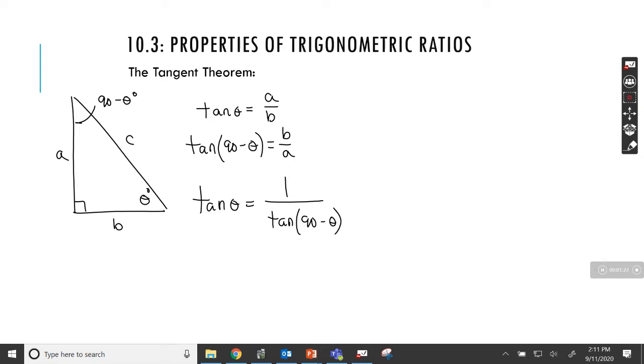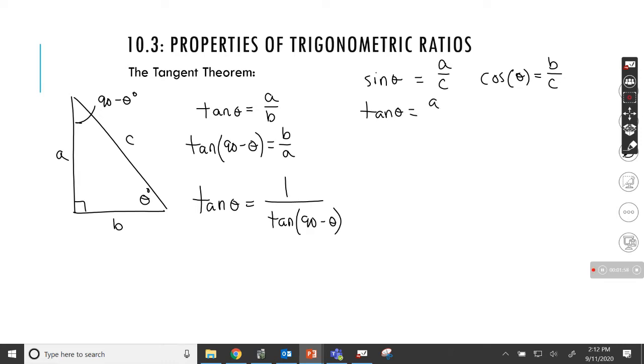So what some mathematicians did was they said, all right, let's take a look at the sine of theta. The sine of theta is going to be a over c. And they said, let's take a look at what the cosine of theta is. And that's going to be b over c. And then they said, let's take a look at what tangent of theta is. It's going to be a over b.